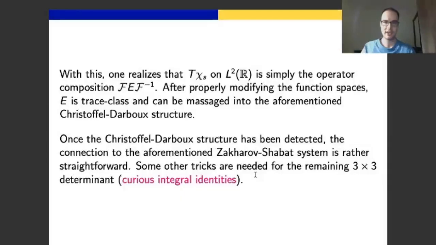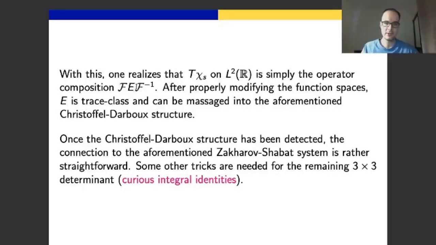Anyways, once you do the computation, you realize that the product, operator composition more precisely, of T and chi-s, multiplication by the characteristic function of the interval s to plus infinity, is actually the operator composition: Fourier transform, some trace class operator E, inverse Fourier transform. And this is nice because, of course, the operator determinant is invariant under the unitary conjugation of the Fourier transform.